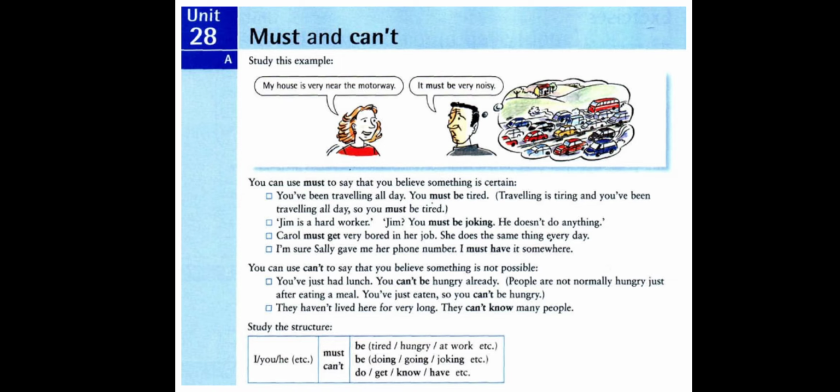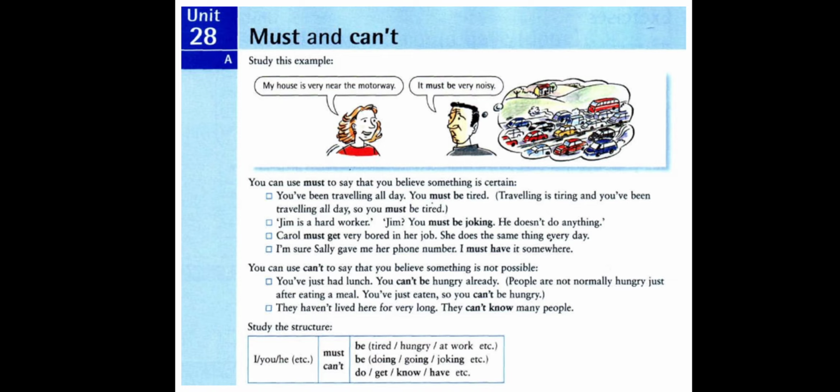Example number 2. They haven't lived here for very long. What do we infer from this statement? We infer that they can't know many people. We don't say they mustn't know many people. To make it negative, we use can't instead of mustn't. So it becomes: they can't know many people.